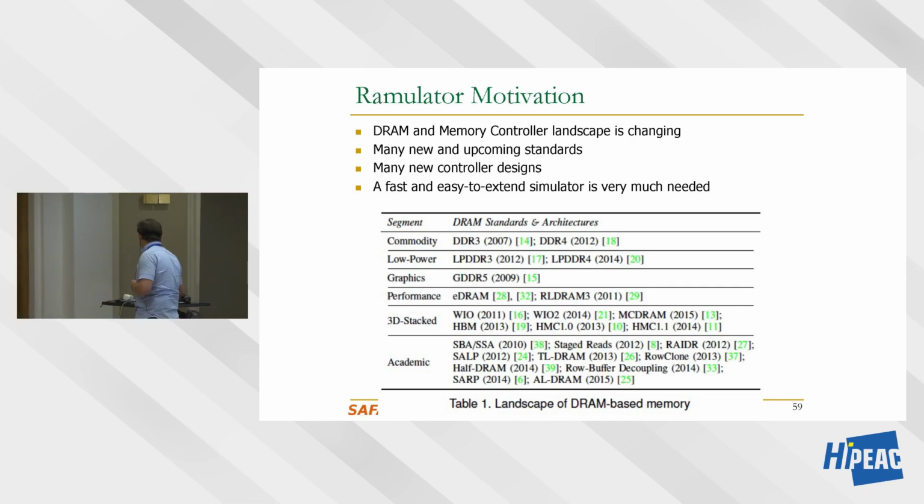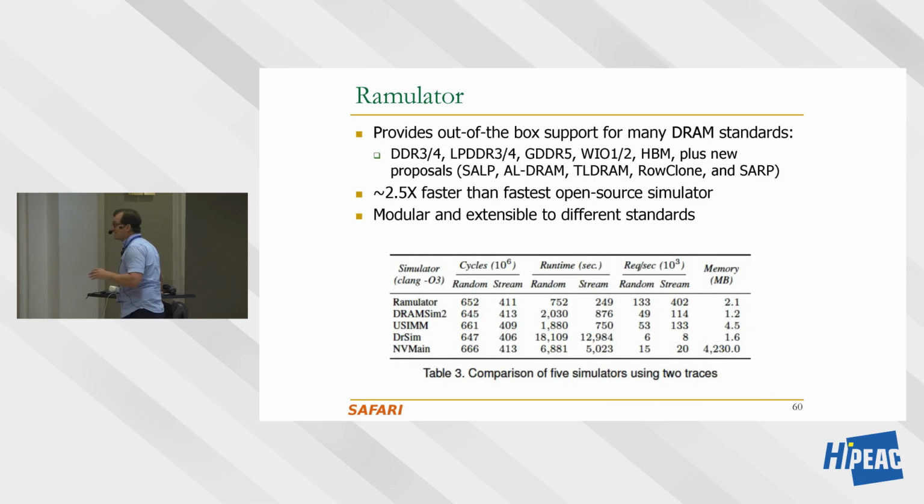Our motivation was really that we need a simulator that can adapt to the changing landscape of DRAM and memory controllers. There are many new and upcoming standards, many new controller designs, and we need a fast and easy to extend simulator so that we can experiment with things. And you can see some examples over here. This was 2015. Things changed over time. For example, today HBM is a very common memory. It was an emerging memory in 2013 or so. Today everybody does HBM, right? Some of them actually did not work out so well, but essentially you have very different memory types, and academia explores even more.